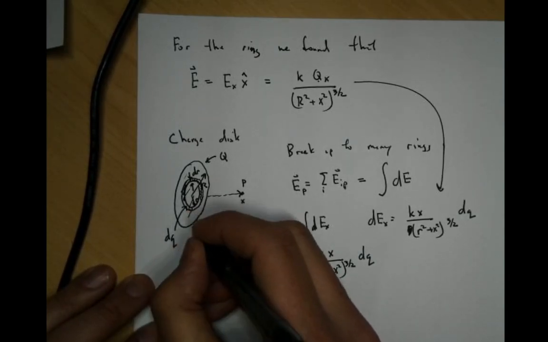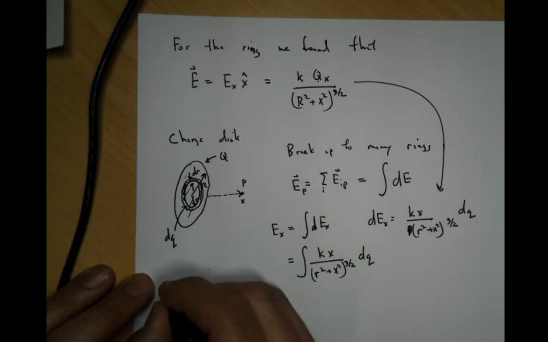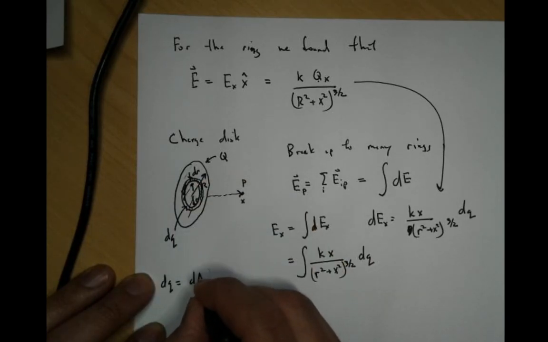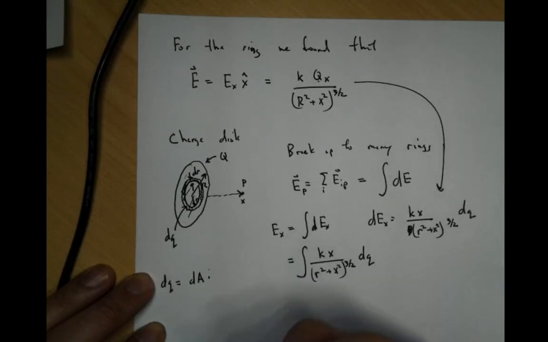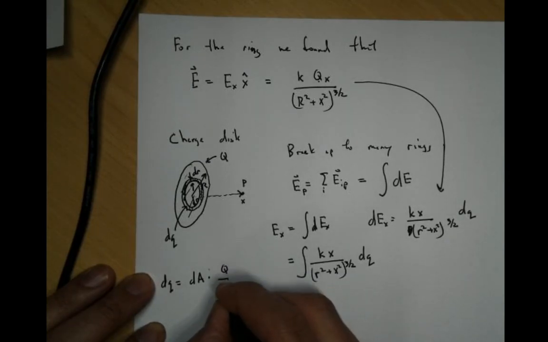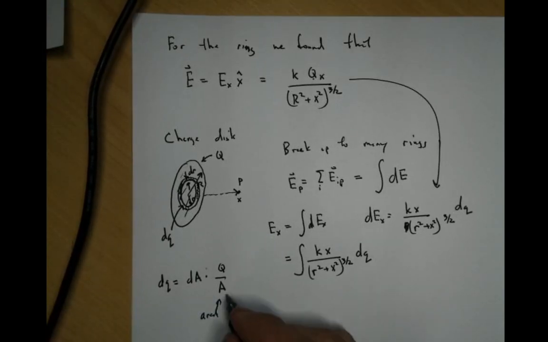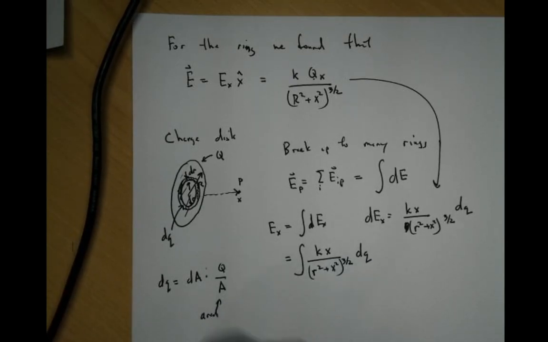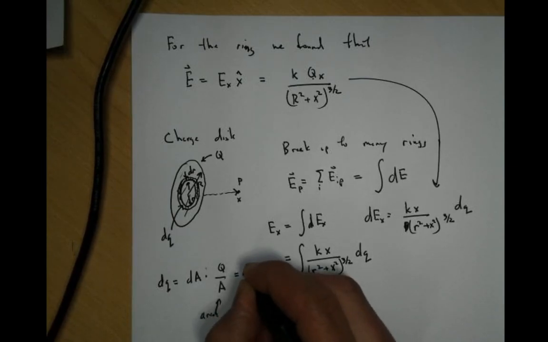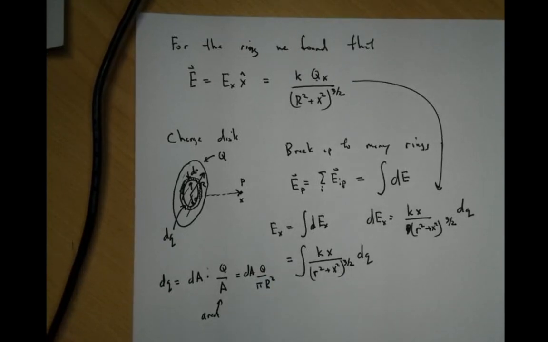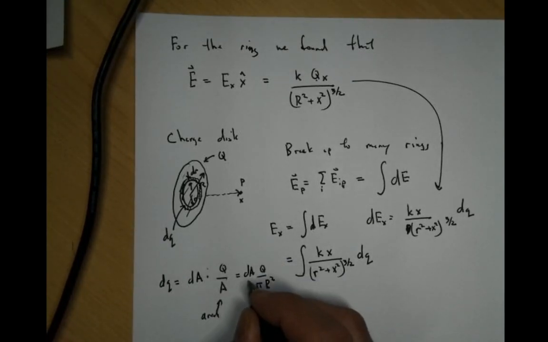So what is dq? This ring here is going to have some charge associated with it. The charge is dA times the surface charge density. So it's basically Q over the total area. What's the total area of a circle? That's going to be pi capital R squared. So it's going to be equal to dA times Q over pi capital R squared, because that's the total charge of the thing. Now I have to figure out what dA is.